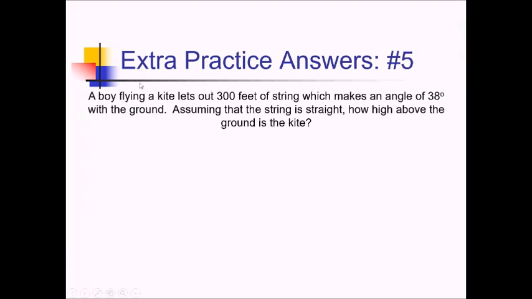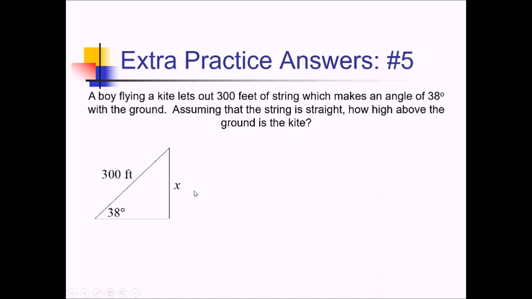For this problem, we have a boy flying a kite, letting out 300 feet of string. Angle of elevation with the ground is 38 degrees. They didn't say angle of elevation, but that's what it is. Assuming your string is straight, we want to know how high above the ground the kite is. So since we have an angle with the ground, that's a right side up triangle. Again, we're letting out 300 feet of string. So that's this hypotenuse here, because the kite is up here and the boy is down here. So this is 300 feet on that hypotenuse. Angle with the ground is 38 degrees, so that is going to be down here.